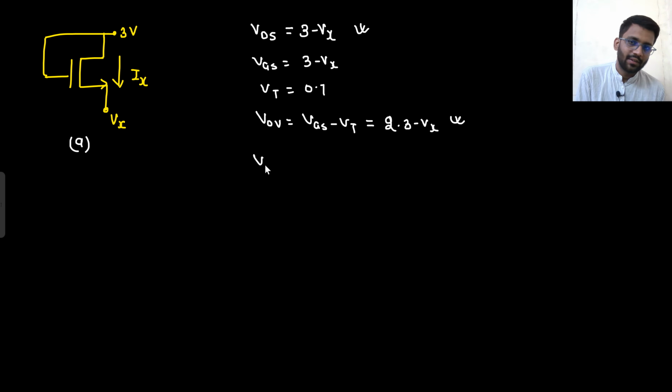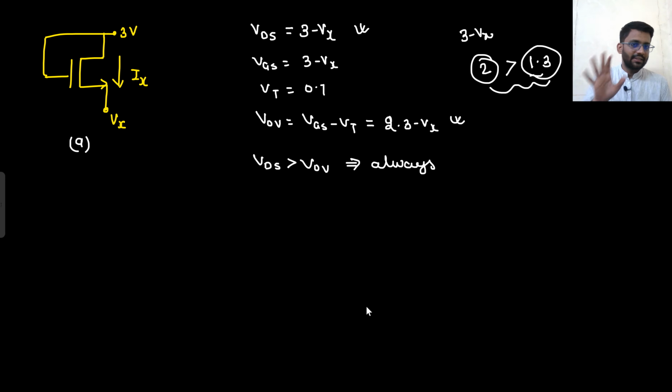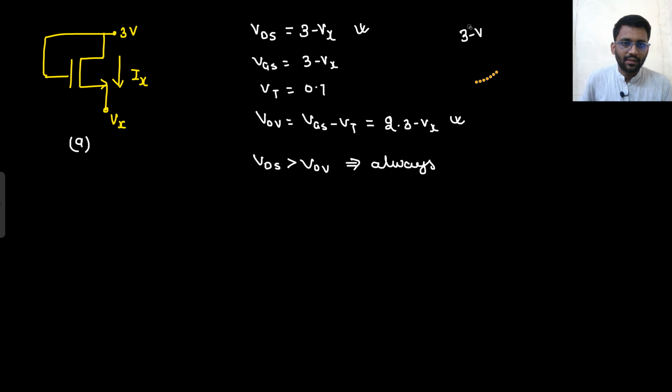What do you see here? Your VDS is always greater than VOV. Always. Irrespective of the value of Vx, no matter how much you increase or decrease Vx, VDS will always be greater than VOV. Do you agree with this point? Because what is VDS? It is 3 minus Vx. Let's just say Vx is 1. So what will be your VDS? 2. What will be your VOV? VOV is 2.3 minus Vx. If Vx is 1, VOV would be 1.3. So always 2 will be greater than 1.3. Simple mathematics, it will always be true. No issue with that. VDS is always greater than VOV. That means it will always be in saturation region.